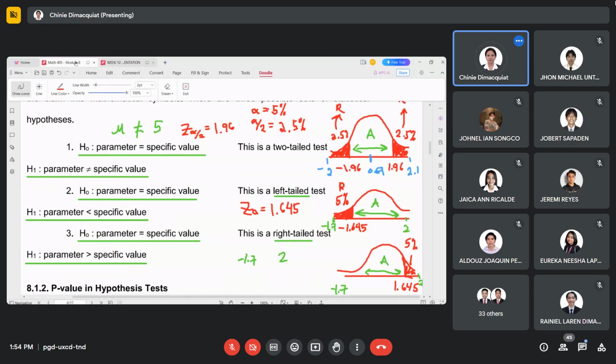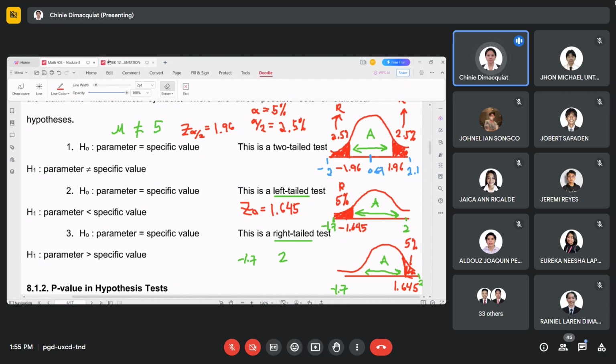Let's go back to this. When the symbol is not equal to, we do a two-tailed test, and when the symbol of our alternative hypothesis is less than, our test is left-tailed. Then when the mathematical symbol used in our alternative hypothesis is greater than, we do a right-tailed test. So the direction of the test is based on the mathematical symbol used in our alternative hypothesis.